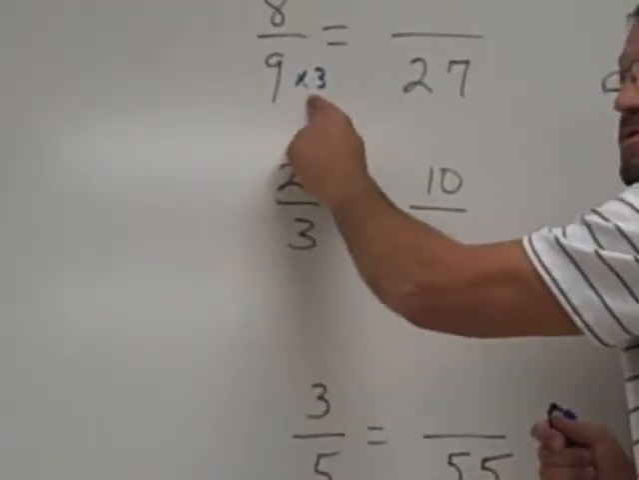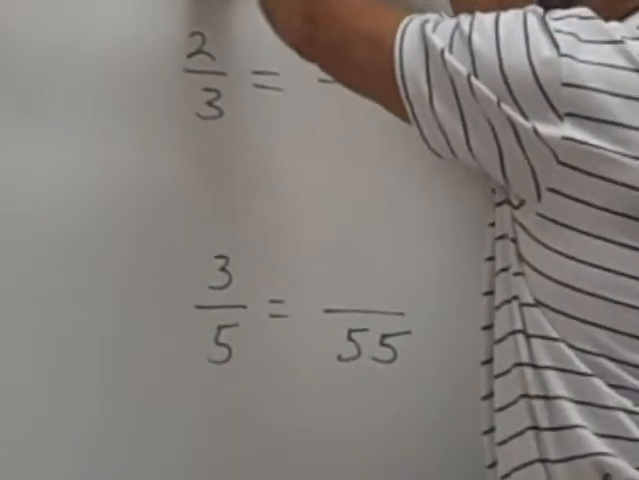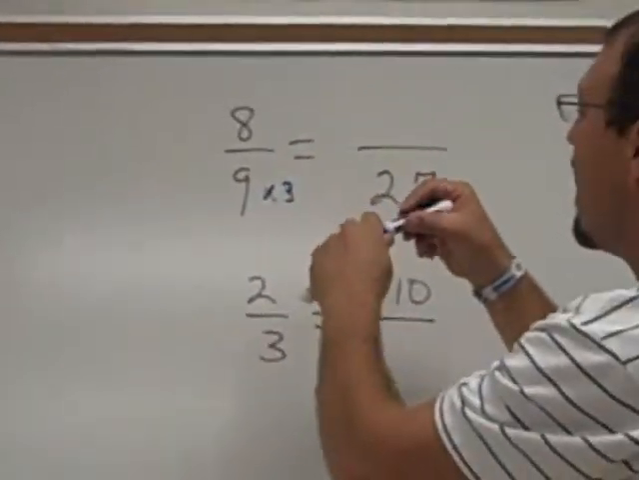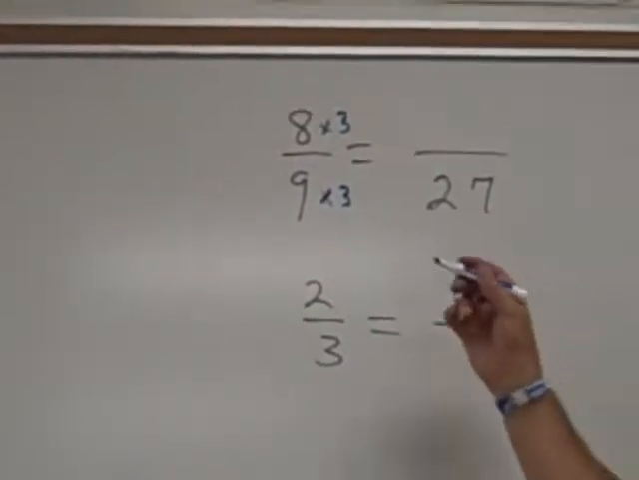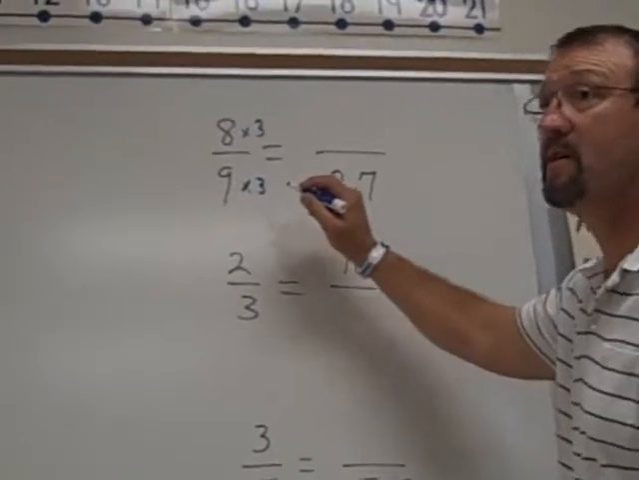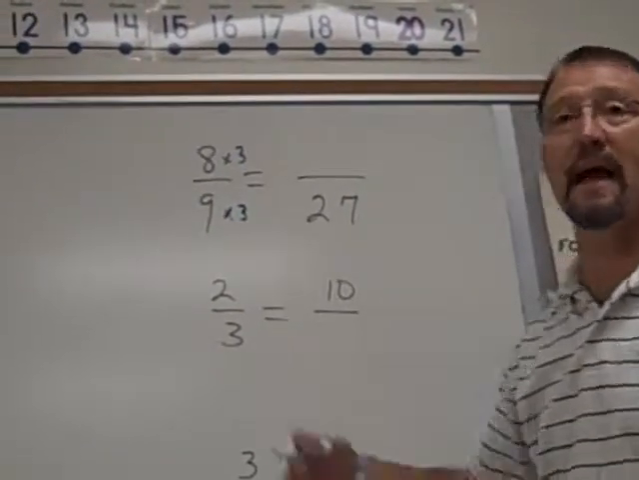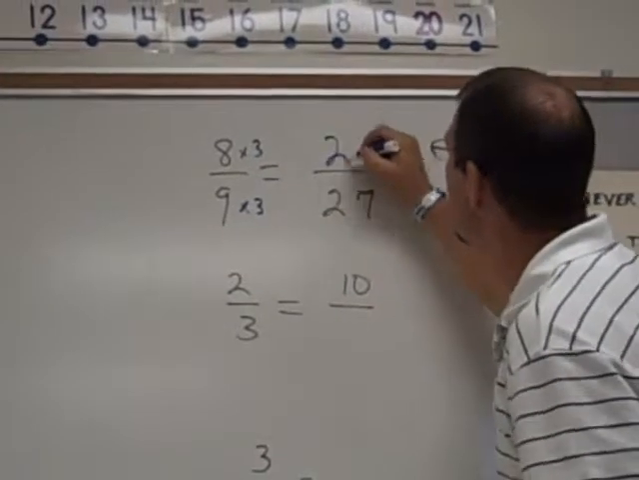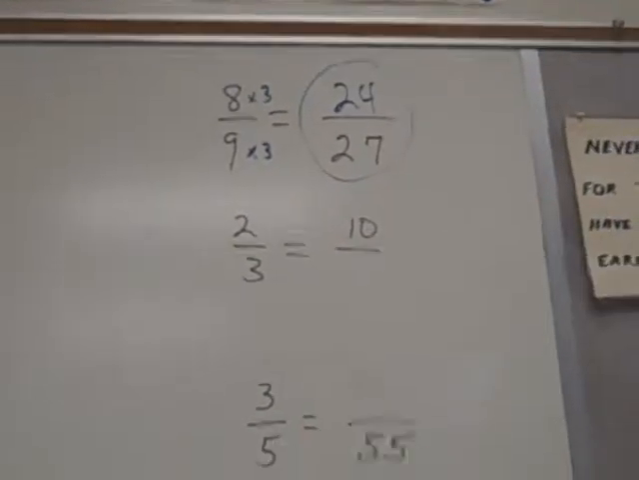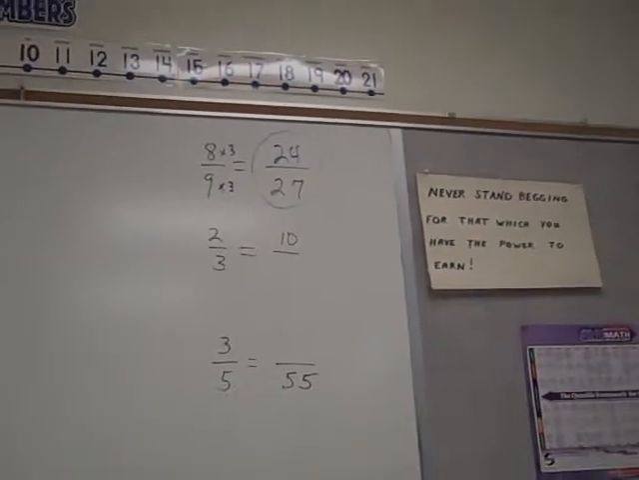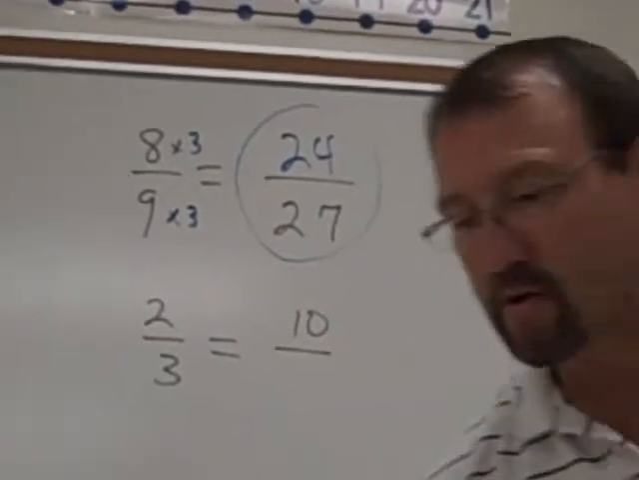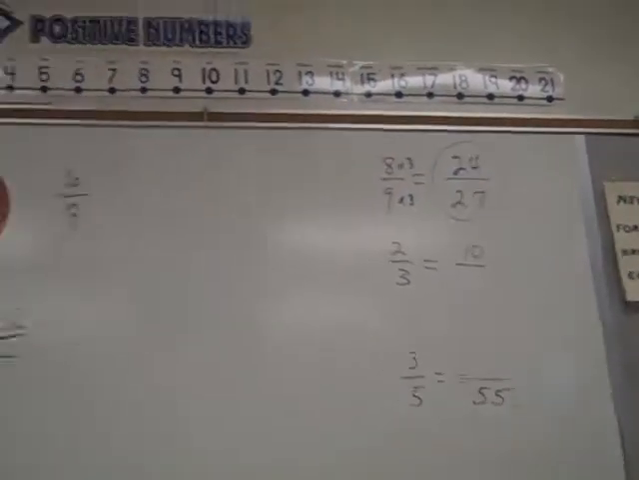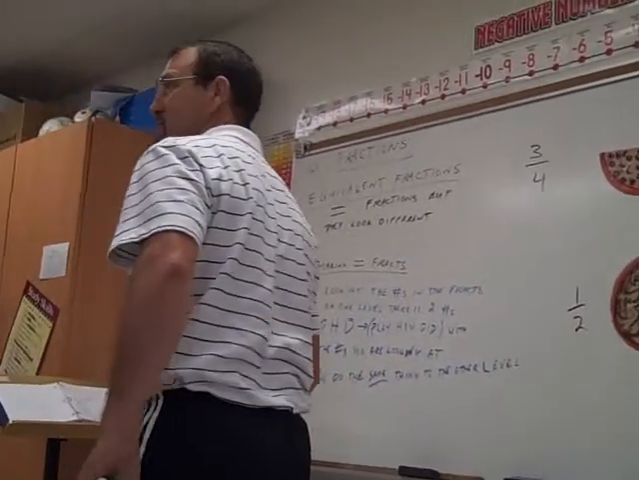So here we go. What did we do here? Times 3. Go to the other level and do the same thing. Times 3. So write it up there. Now let's do the math. What's 8 times 3? 24. So guess what fraction equals 8/9? 24 over 27. We have made equivalent fractions.